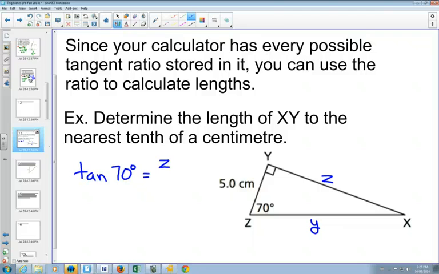And how would you know? Well, here's our 90 degree, right? What's the side opposite the 90 degree called? That's our hypotenuse. So the adjacent side to 70 is the 5.